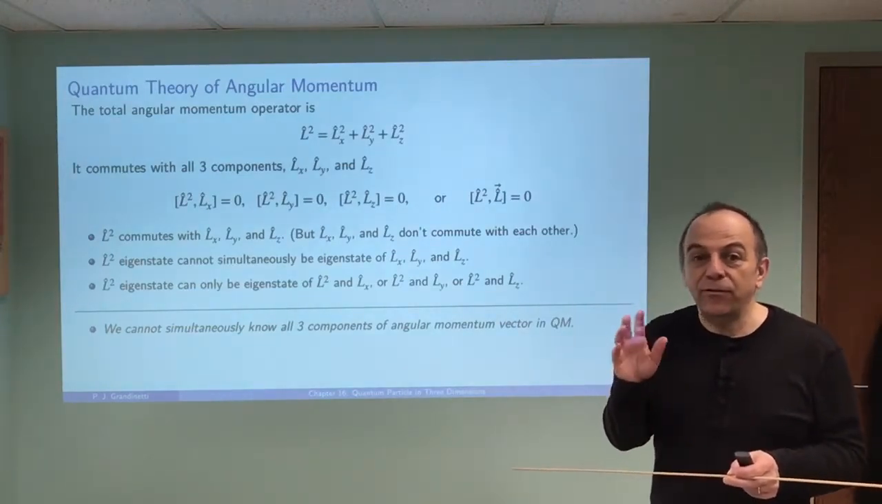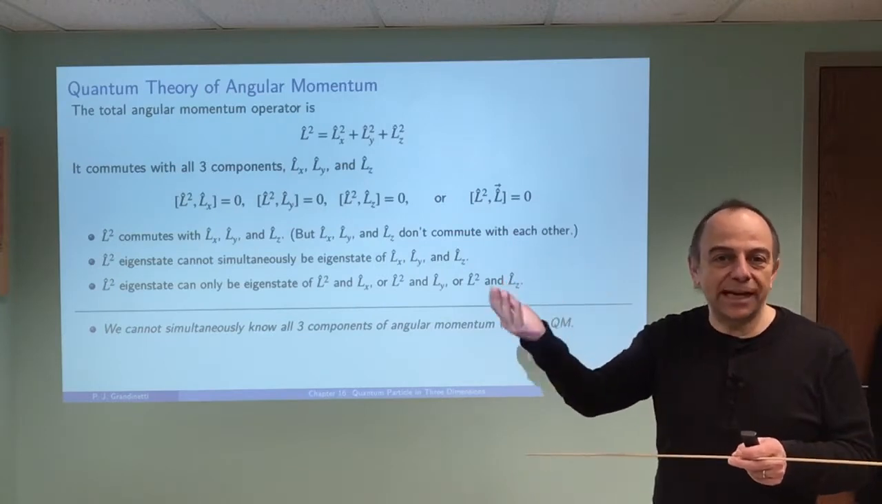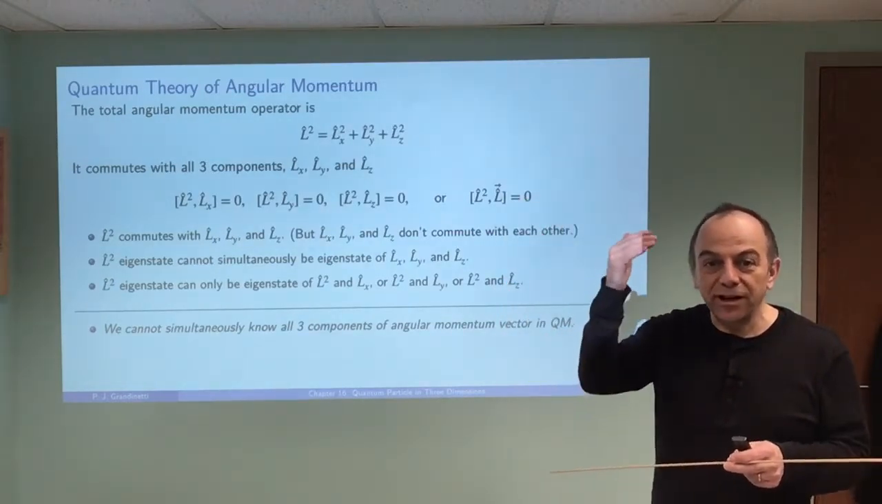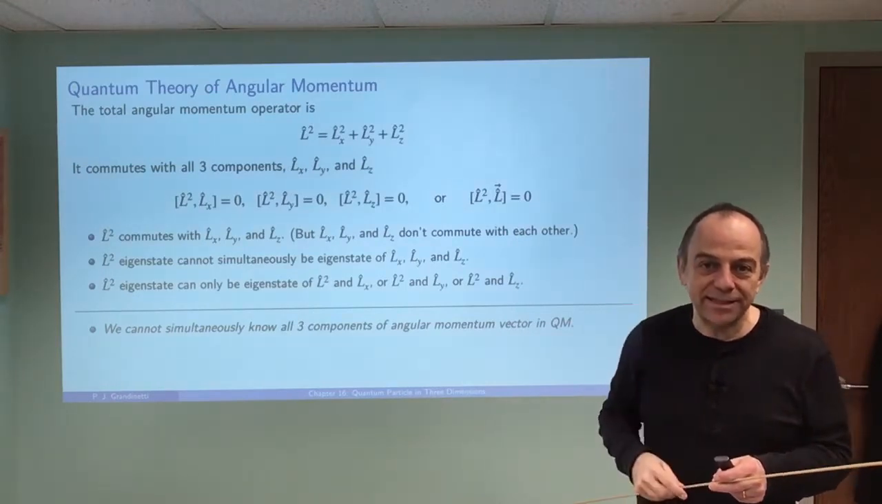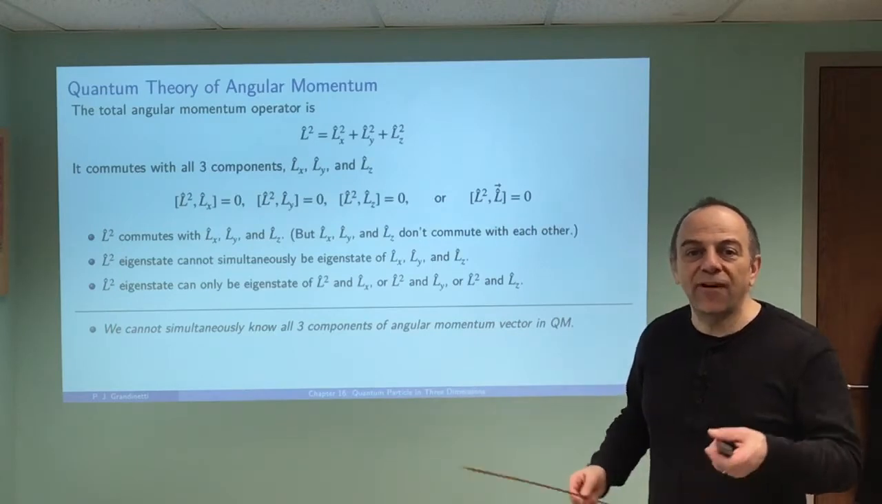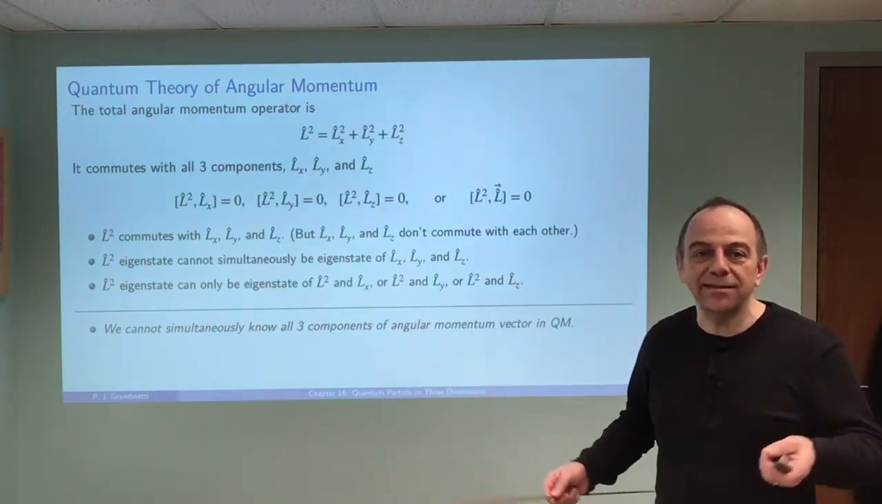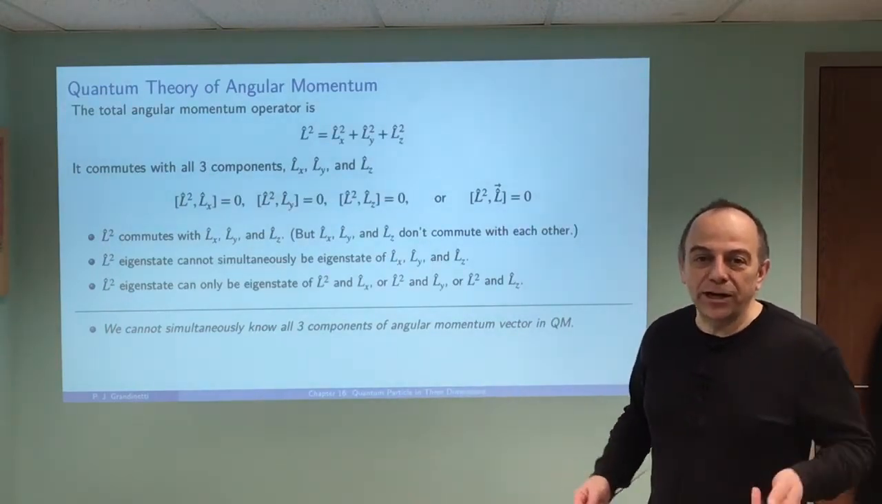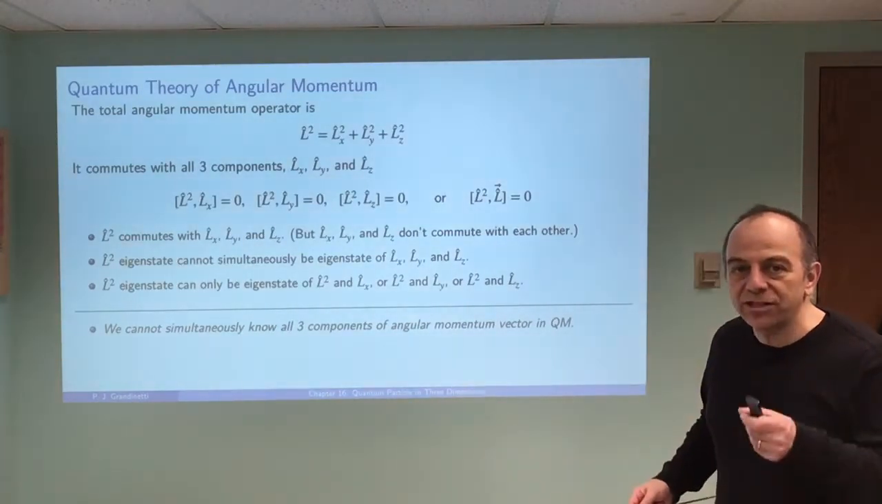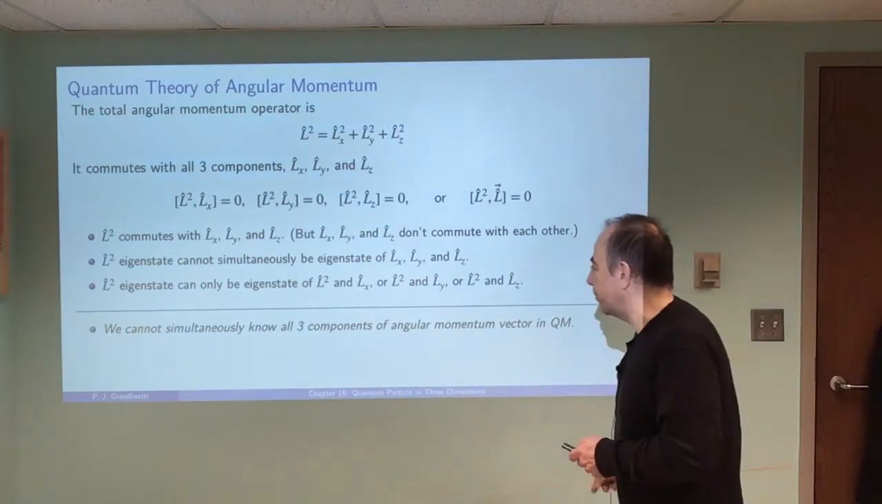If you're just adding vectors, for example, if you're adding two vectors in classical physics, it's pretty straightforward. You add the x components, the y components, and the z components. If we try to add angular momentum vectors, we find that we can't do that because we can't simultaneously know all three components of the two vectors in order to add them. So that's going to have serious consequences as we go forward.